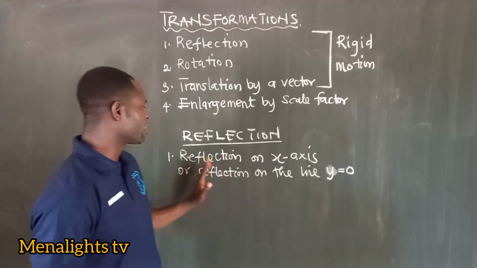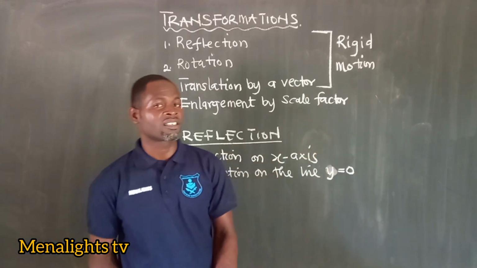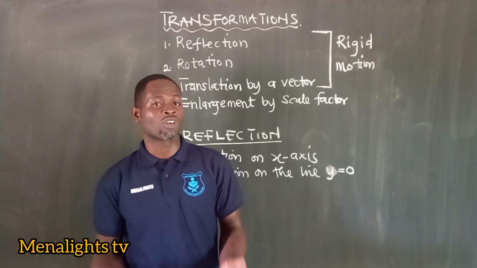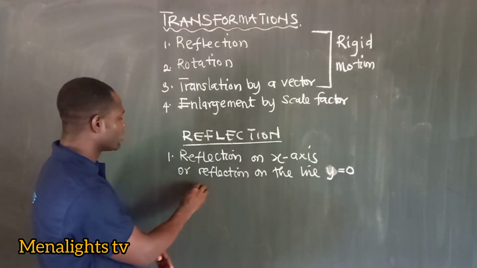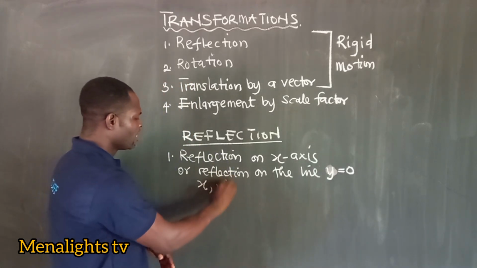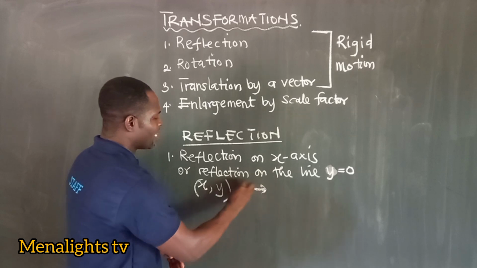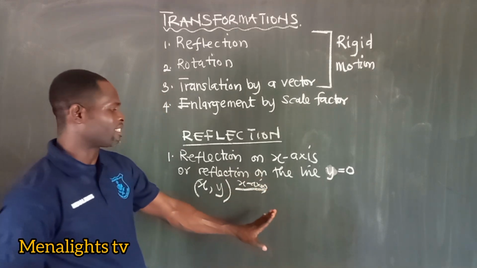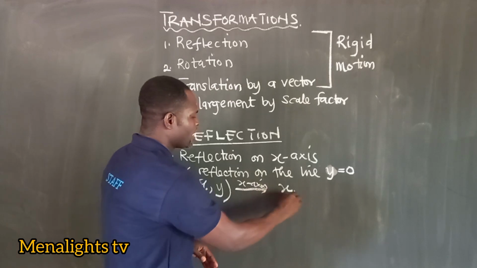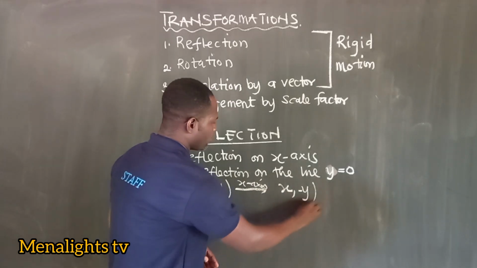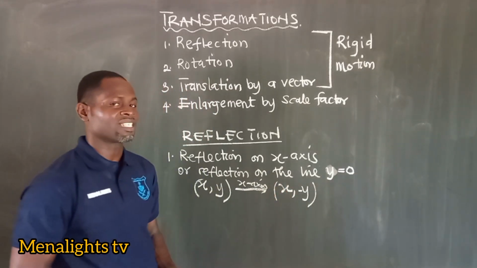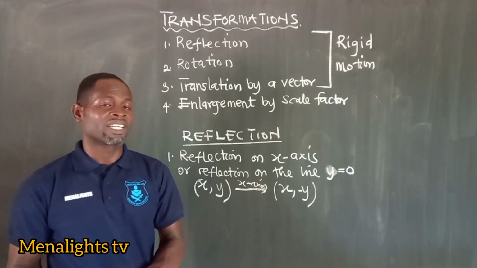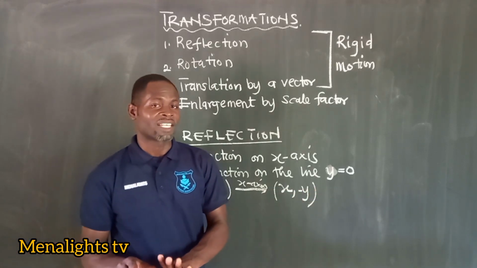The first one we have is reflection on the x-axis, which is the same as reflection on the line y is equal to 0. When you have the point (x, y) and you reflect this on the x-axis, then x stays positive and the y becomes negative. That is the reflection on the x-axis.